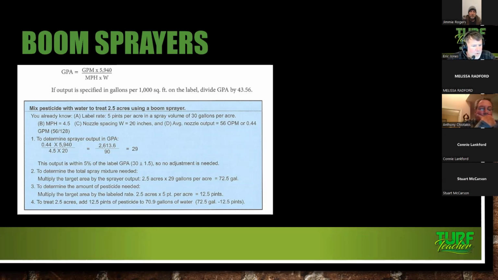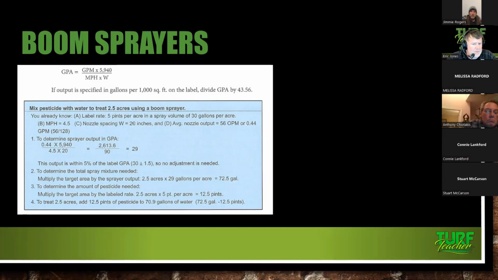It's 0.44 times 5,940 divided by our miles per hour times our swath width, which gives us 29. This output is within 5% of the labeled gallons per acre. We have 30 plus or minus 1.5, so no adjustment is needed. If you add to 30, we could do up to 28.5 through 31.5, and so we're falling right in there with our 29.